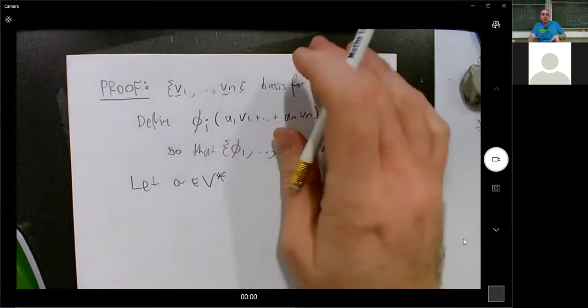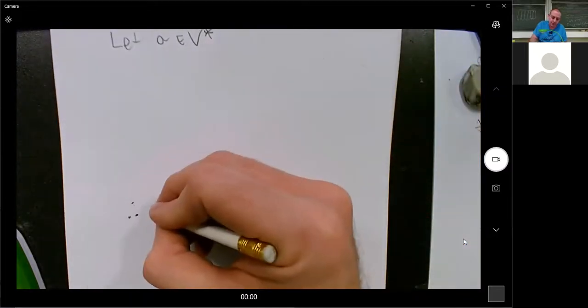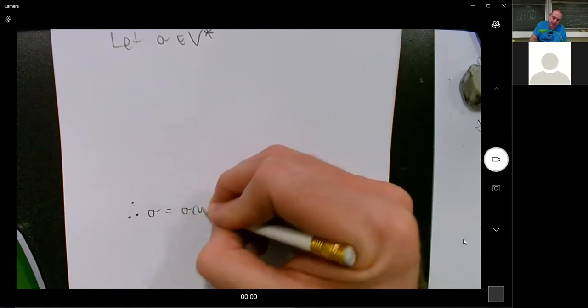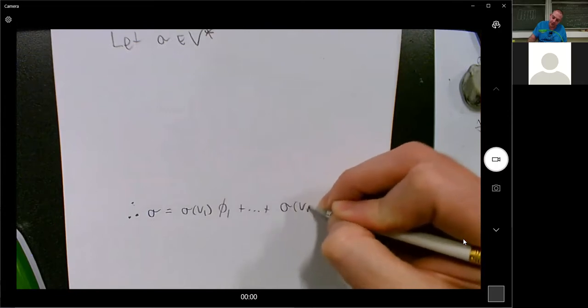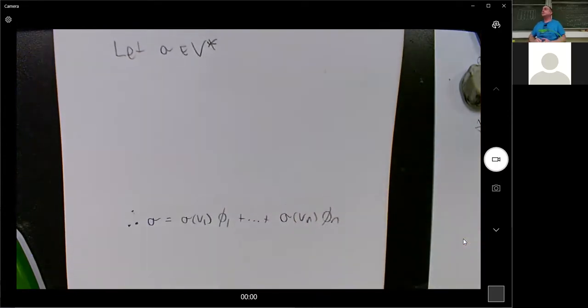And then at the end, we want to show somewhere down here, therefore, sigma is sigma V1 lots of phi 1 up to sigma Vn lots of phi n. That's the goal. Is it okay? Cool.